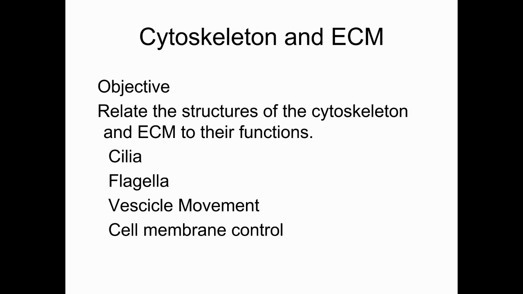The objective, we're just going to look at the structure of the cytoskeleton and the ECM, the extracellular matrix, and kind of relate their structure to their function a little bit. It's a little strange, but within the cytoskeleton, we also talk about cilia, flagella, vesicle movement, and cell membrane control. So can anybody tell me why we group cilia, flagella with the cytoskeleton? Cilia, flagella are outside. Why do we relate the two?